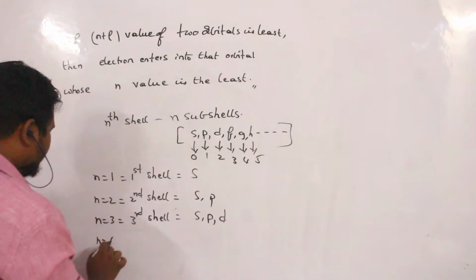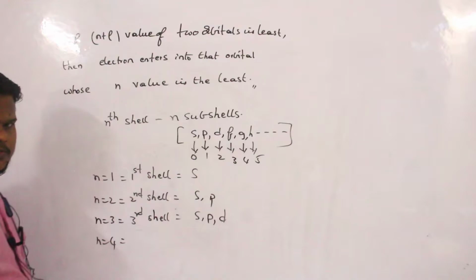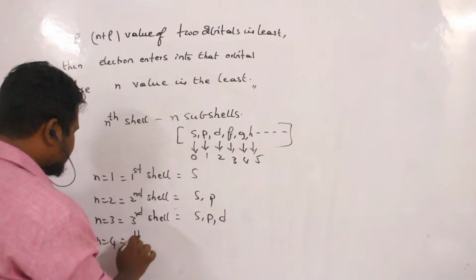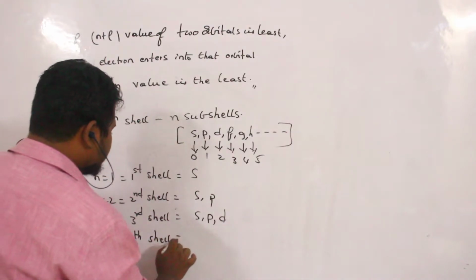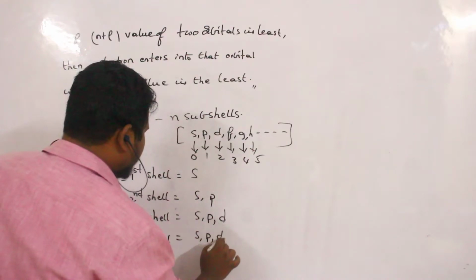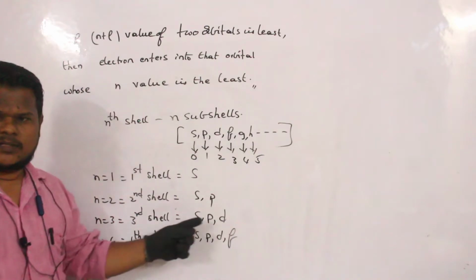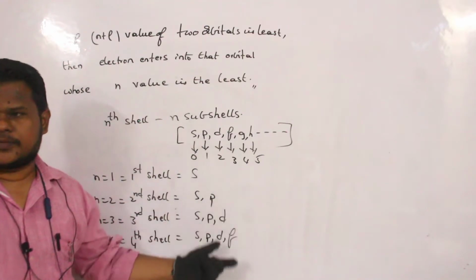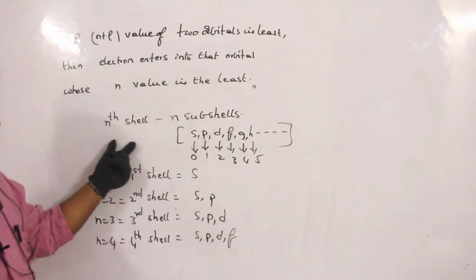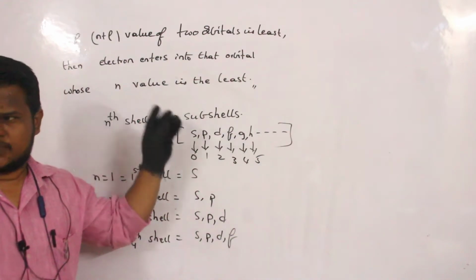Similarly, if you write n value is 4, the fourth shell, how many subshells are possible? S, P, D and F. So like this, you can go on writing. As the number of shells increases, the number of subshells also increases. So the nth shell should have n number of subshells. This is the concept.